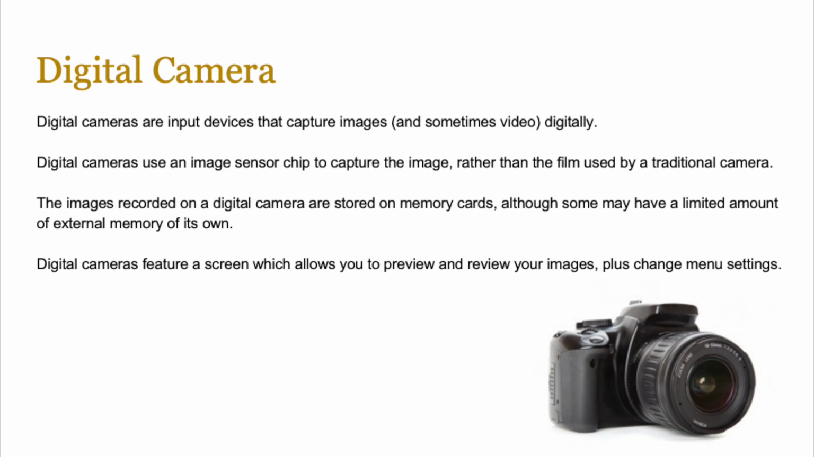Digital cameras use an image sensor chip to capture the image rather than the film that is used by a traditional camera. The images recorded on a digital camera are stored on a memory card, although some may have a limited amount of memory inside the camera itself. Now, digital cameras feature a screen which allows you to preview and then review the images, so you could delete them if you don't like them, or you can save them or store them if needed. Sometimes they also have basic editing software on the camera itself to change the exposure levels and the light levels and so on.